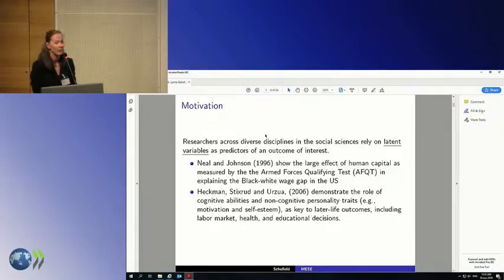And Heckman and his colleagues, and in fact many of his colleagues, have used not just cognitive abilities, but also several non-cognitive traits, so personality traits, motivation, conscientiousness, all sorts of other aspects of that, to really understand lots of later life outcomes, not just in the labor market, but in health and educational decisions and others.